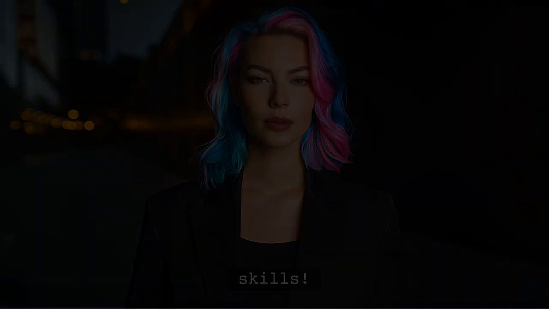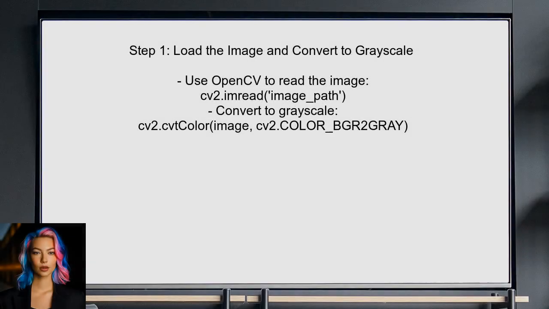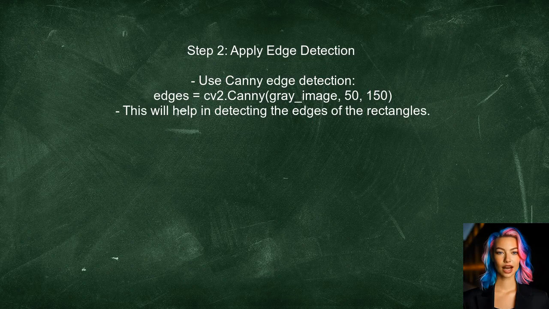To identify incomplete rectangles in an image using OpenCV, the user should first load the image and convert it to grayscale. This step is crucial for simplifying the image data. Next, the user should apply edge detection to highlight the boundaries of the rectangles. The Canny edge detection method is a popular choice for this task.